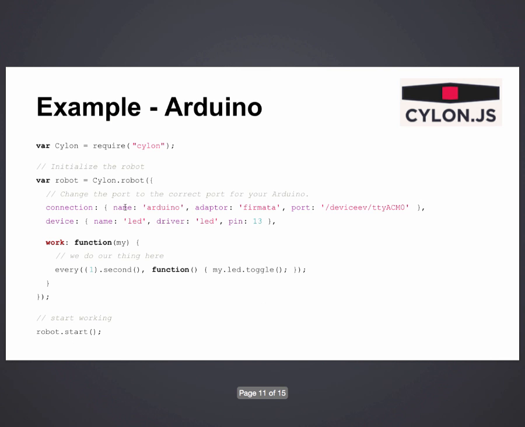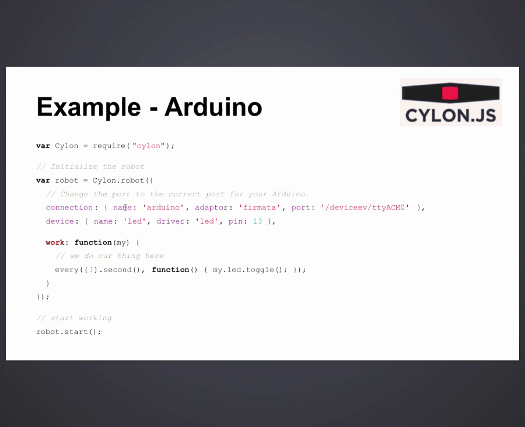So this is again a simple Hello World example of Cylon.js. As usual, you just create an instantiation of Cylon, and then you create a bot on Cylon, and after that you have basically access to all these keywords. So you mention what connection you are going to use.